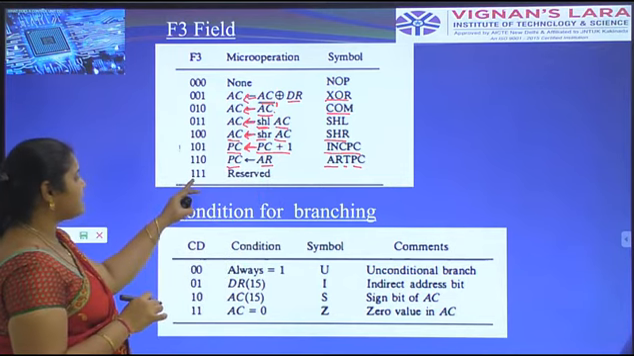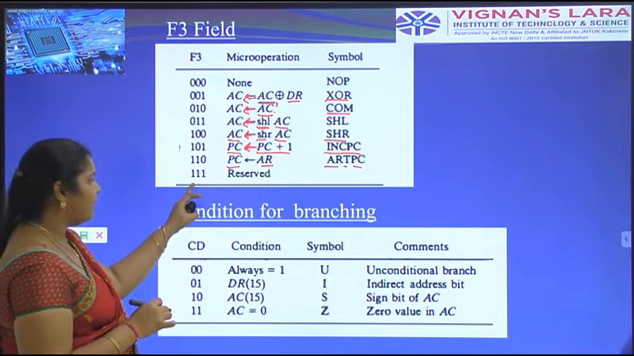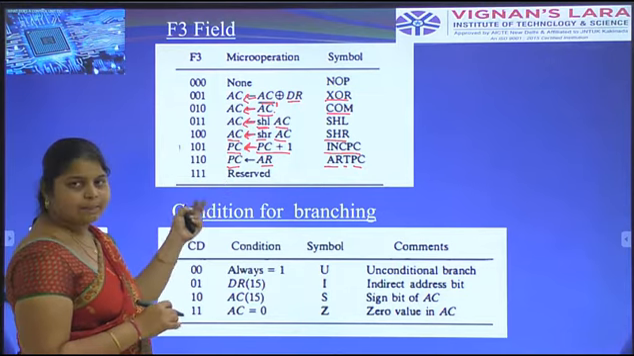Here 1 1 1, which is 7, is the operation for the F3 field. It is reserved for further purposes.